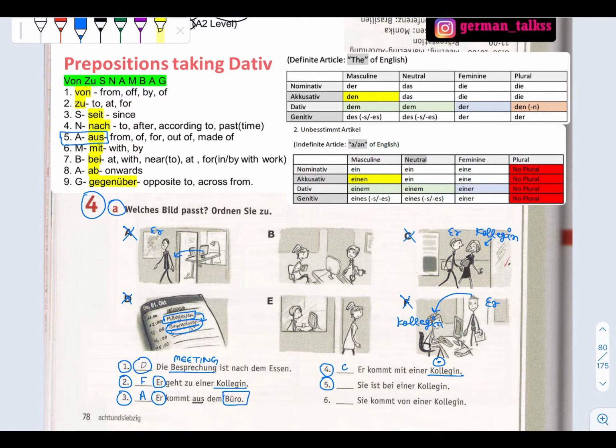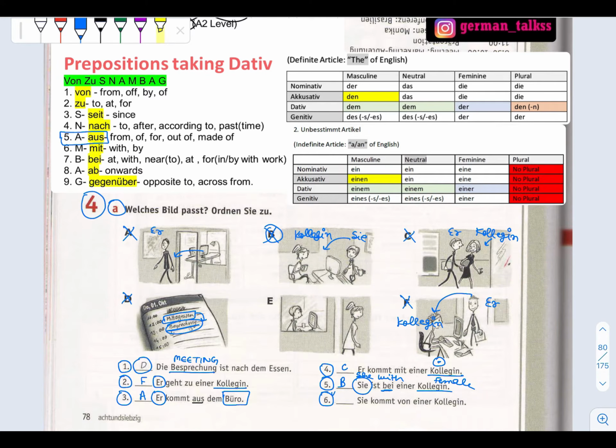Und 5. Sie ist bei einer Kollegin. She is bei einer Kollegin. What can be the answer for the 5th? Sie ist bei. She is with a Kollegin. Here both are female. Sie here means she and again a female colleague, and she is with a colleague. This one.